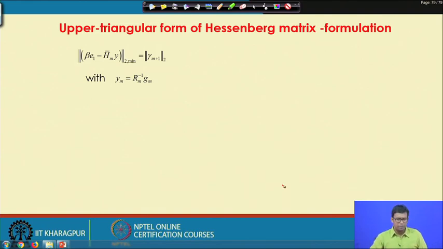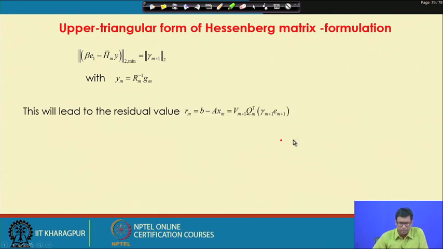So, beta E1 minus H bar m times Ym is equal to Rm inverse Gm. This is what we are trying to find out. This minimum is gamma m plus 1's L2 norm, and Ym is Rm inverse Gm. So, this will lead to a residual value Rm equal to b minus A xm, equal to Vm plus 1 Qm transpose, and this is the minimum value, Vm plus 1 Qm transpose gamma m plus 1 Em.